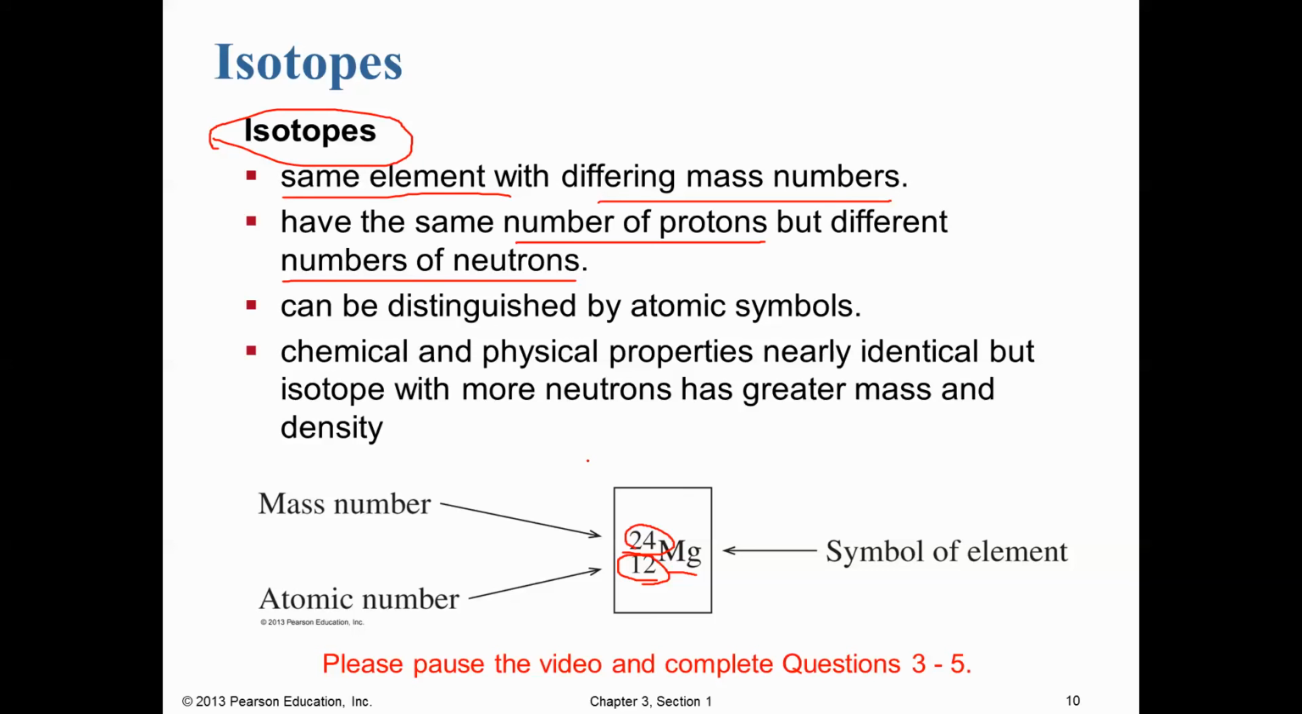And so isotopes are going to have virtually identical properties, both chemically and physically, except the one with more neutrons is going to have a greater mass, because there's more stuff in there, more matter in there. And because it has a greater mass, it's also going to have a greater density. But otherwise, they're pretty similar, other than radiation. But don't worry about that for now. We'll talk about radiation way later in the quarter. So go ahead and pause the video, and please complete questions 3 through 5.